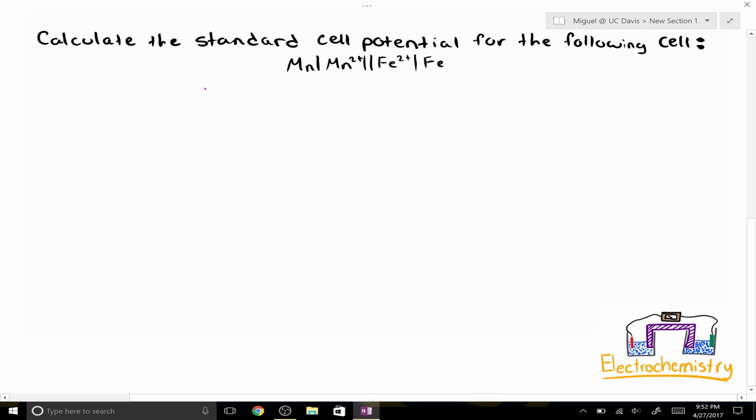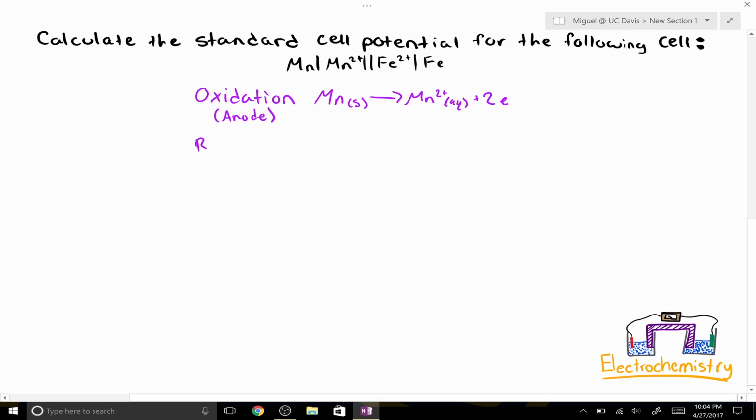First, let's write out the oxidation half reaction. The left side of this cell diagram has manganese, so that means the manganese solid is going to manganese ion plus 2 electrons. And just in case you're wondering, this would be the anode.